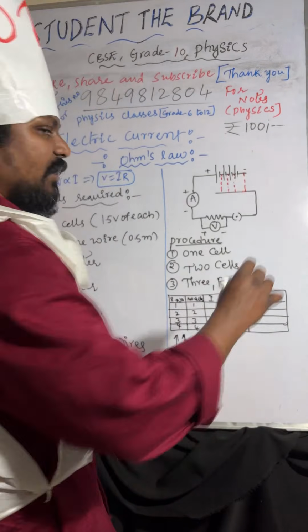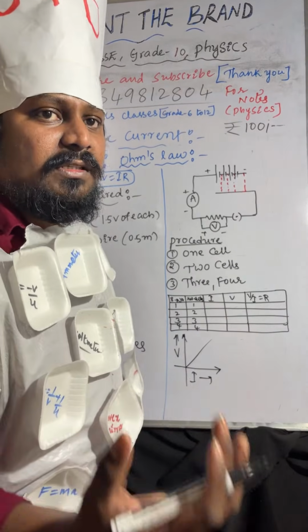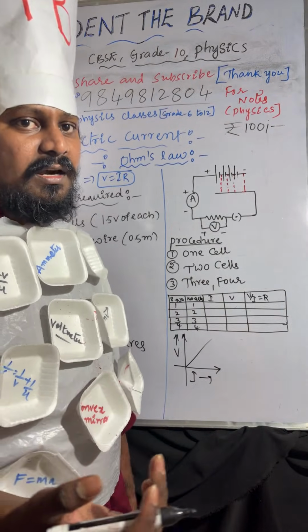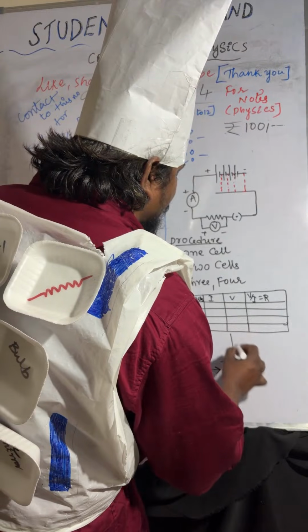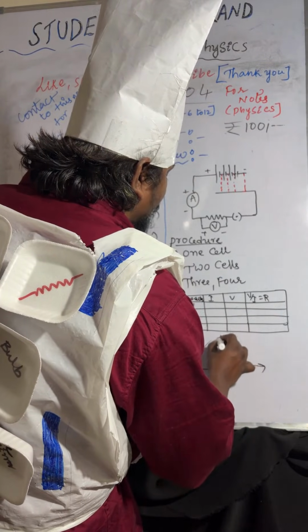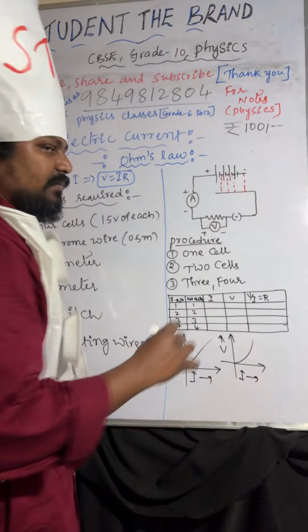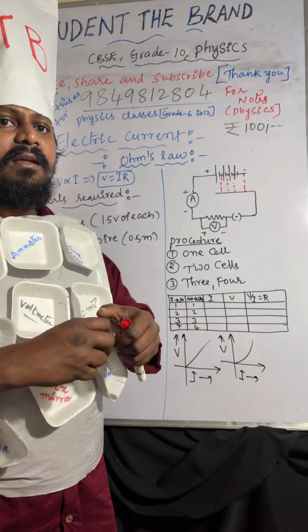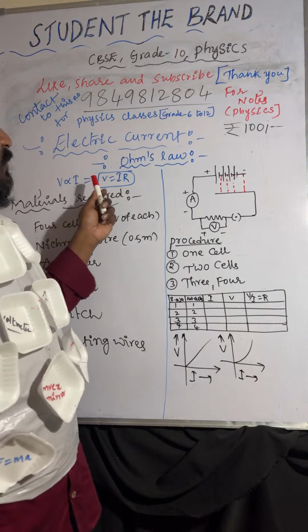The graph is a straight line for ohmic conductors. The conductors which obey Ohm's law are called ohmic conductors. The conductors which do not obey Ohm's law are called non-ohmic conductors. For non-ohmic conductors, with V on the y axis and I on the x axis, the graph is a curve. I hope it is very clear.